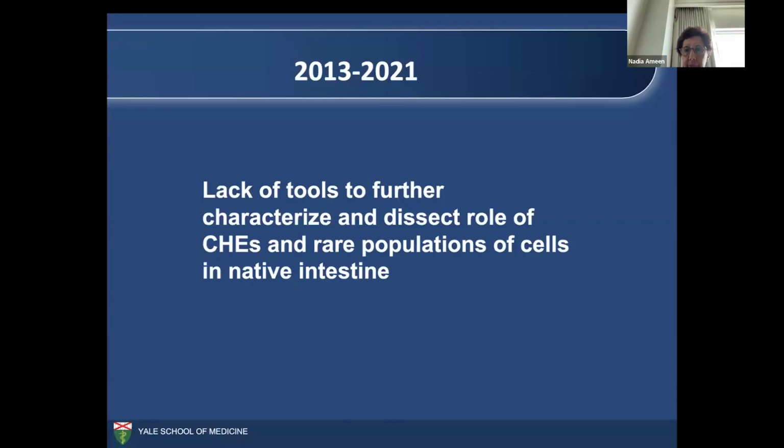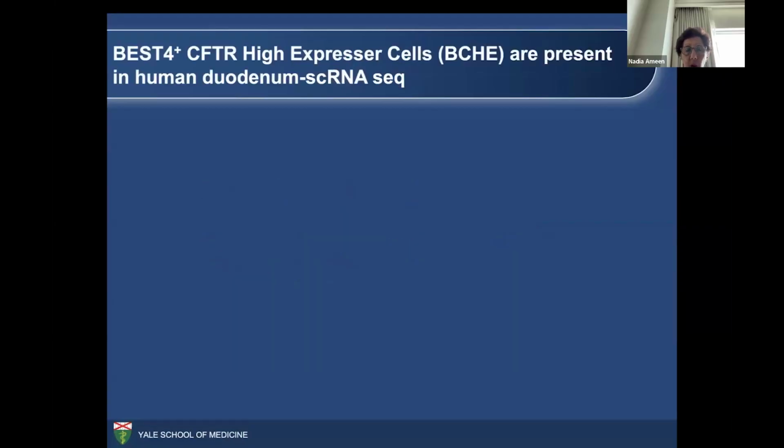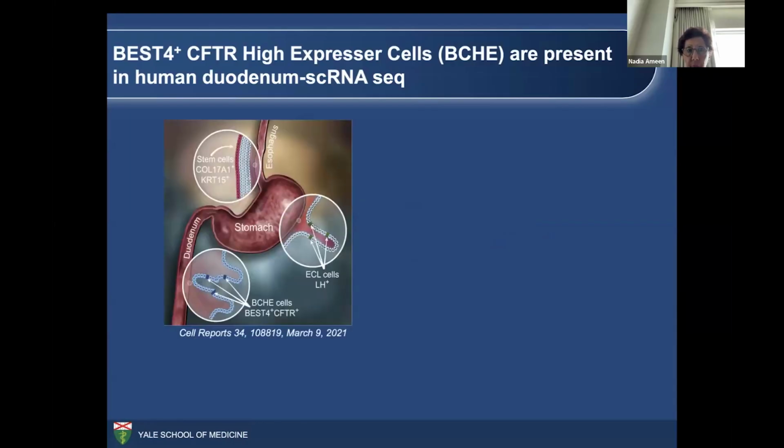And so that limited our ability to do further work on these Chi cells. But in 2021, single-cell RNA-seq was available, and the first paper was published by Hans Clevers's group looking at the human proximal small intestine using this technique. And Hans identified the Chi cells in the duodenum by single-cell RNA-seq.